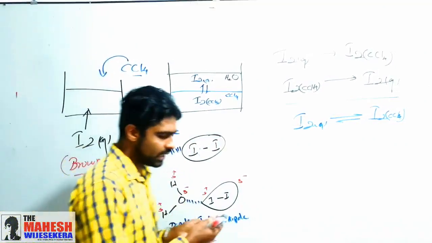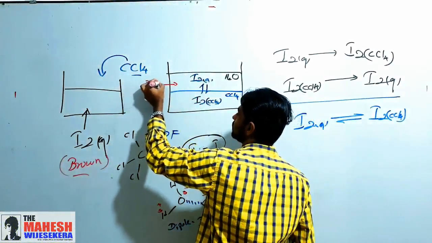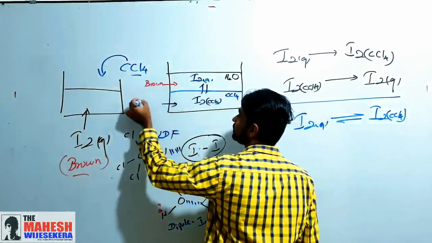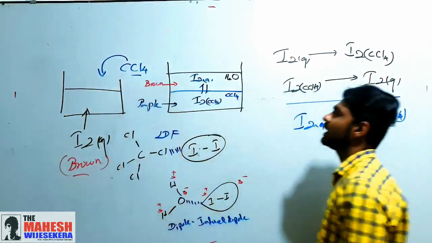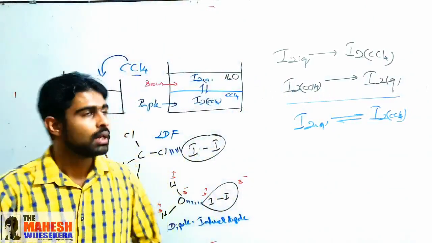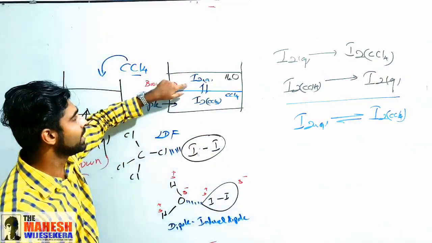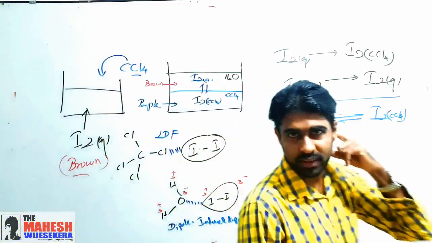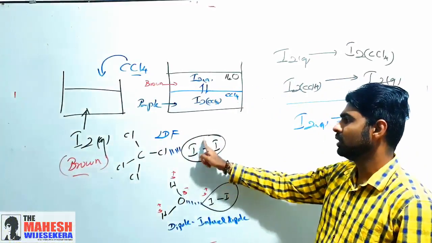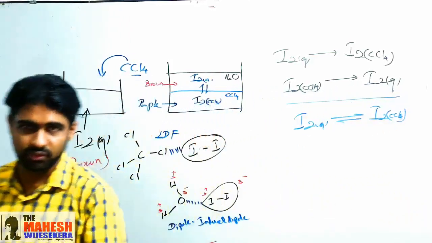What is the color of iodine? Iodine in the aqueous layer is brown, and iodine in the CCl4 layer is purple. Initially the entire solution is brown in color, but once you add CCl4, the CCl4 layer slowly turns purple and the brown color fades. We know that iodine is more soluble in CCl4 than water, so most of the iodine will be in the CCl4 layer.